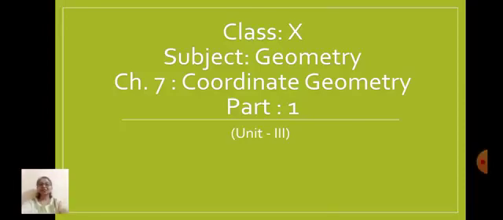Today we are starting our new chapter, that is chapter number 7, Coordinate Geometry. This is part of your unit 3 and it has weightage of 6 marks in board exam. So let us begin with this coordinate geometry.